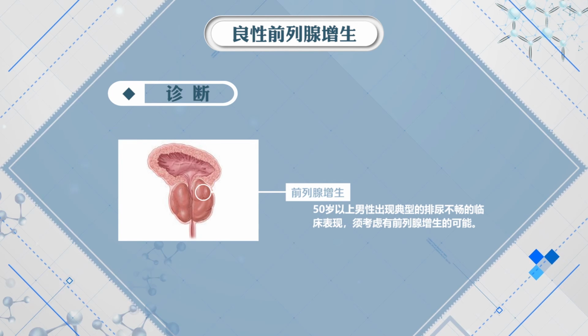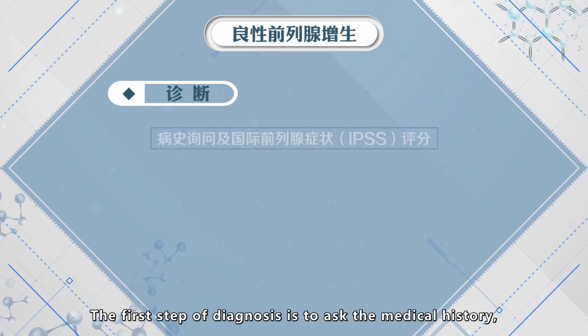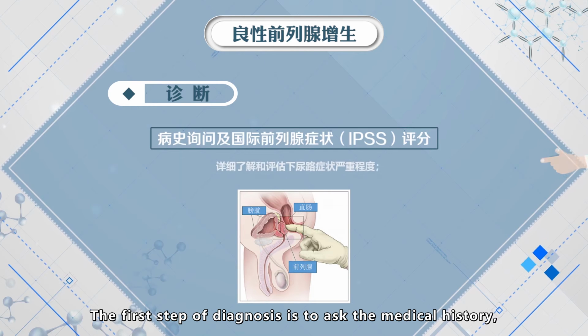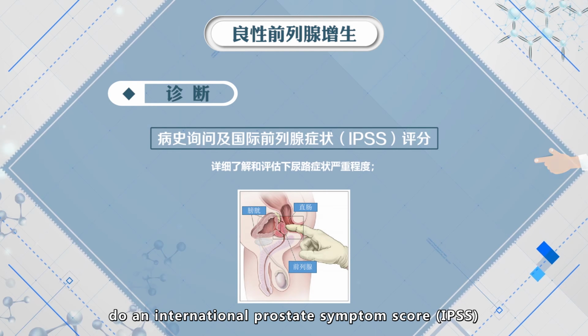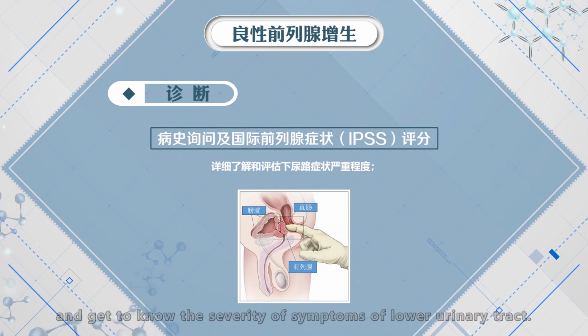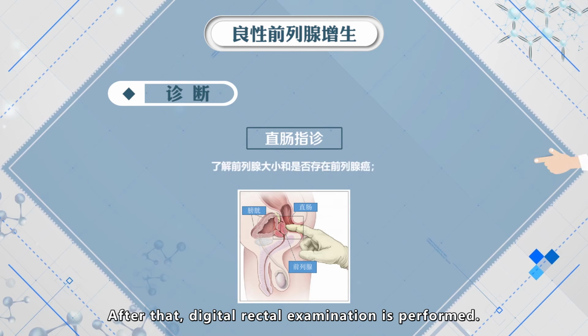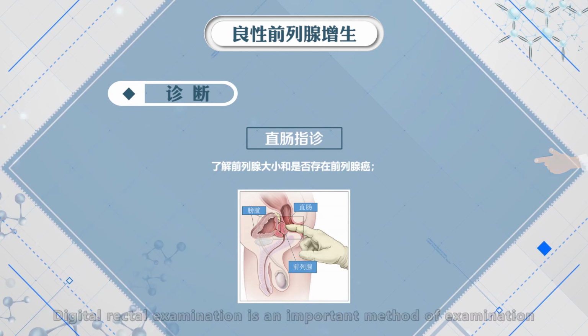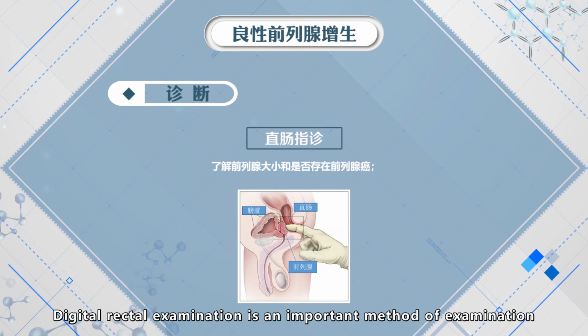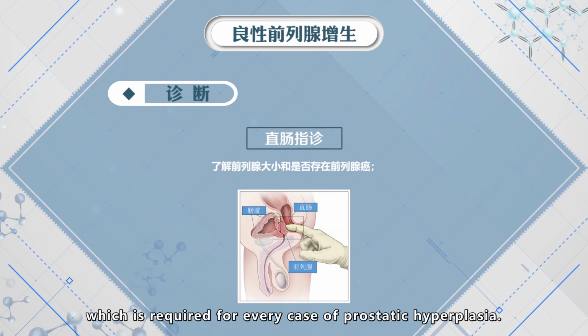of dysuria. The first step of diagnosis is to ask the medical history, do an international prostate symptom score, and get to know the severity of symptoms of lower urinary tract. After that, digital rectal examination is performed. Digital rectal examination is an important method of examination which is required for every case of prostatic hyperplasia.